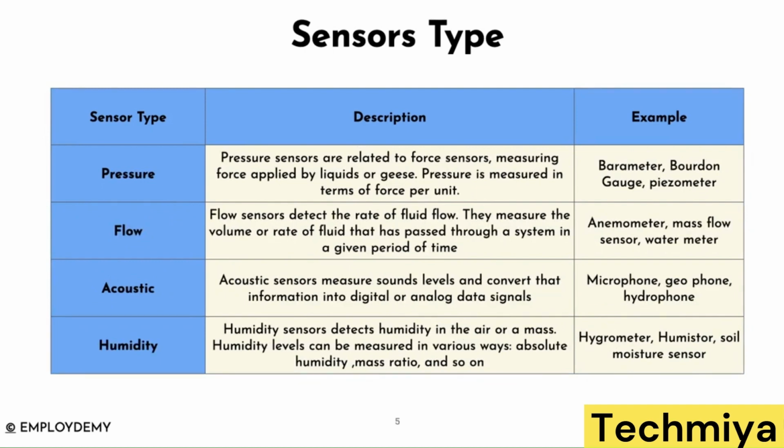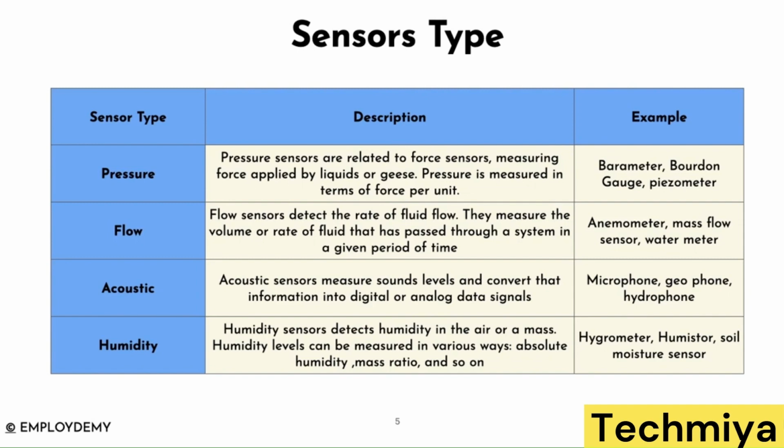Now measuring pressure. So how do you measure pressure? Pressure sensors are related to force sensors, and they measure the force applied. You need not just detect force, but the amount of force being put on the object, that is the pressure. So you have pressure sensors, piezometers, barometers, and multiple other sensors which you can use to get the pressure.